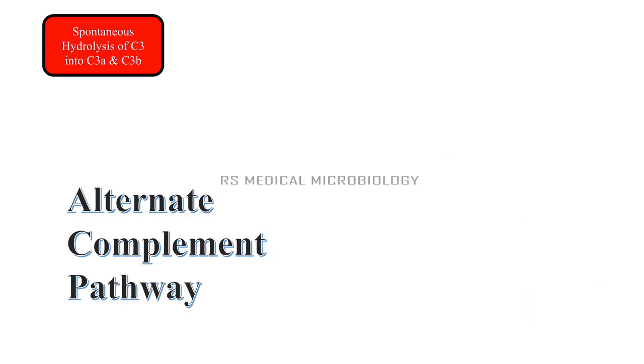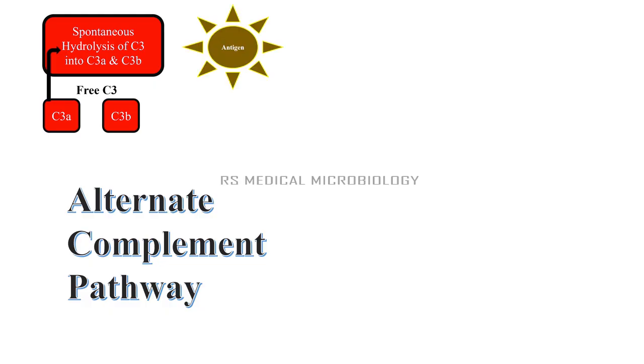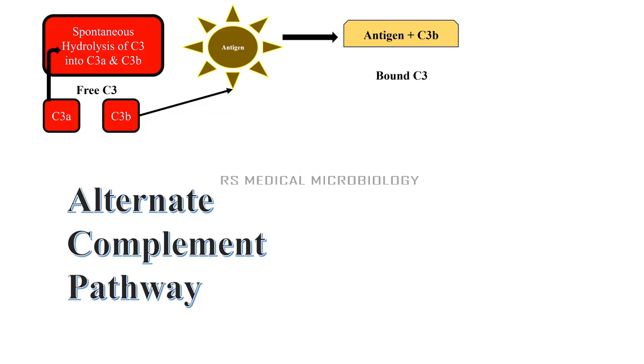So let's have a look. You have a spontaneous hydrolysis of C3 into C3A and C3B, wherein this is a free C3. It will keep on getting hydrolyzed. The C3A will go back into the bloodstream itself. C3B can attach with an antigen, coat it and become an antigen plus C3B complex. So this is now a bound C3 complex. To this complex, the factor B will attach.